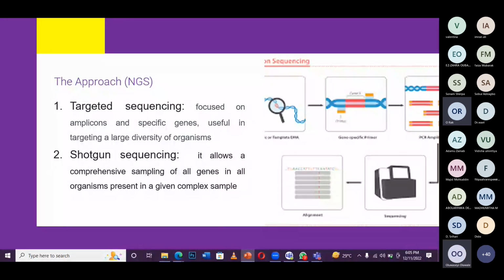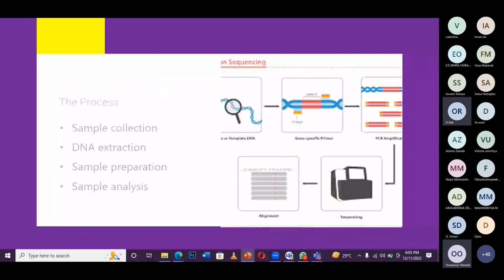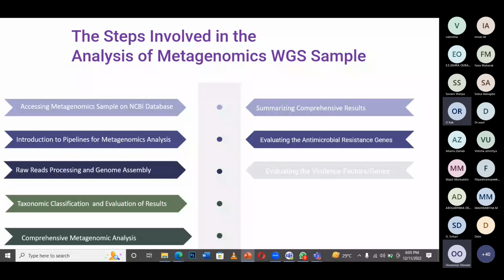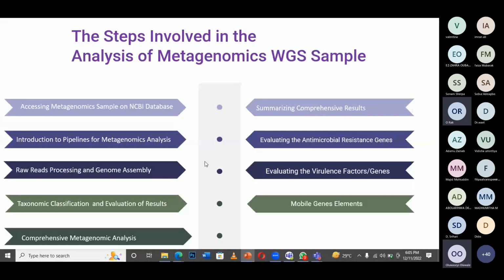Then we have summarizing comprehensive results. Then we have evaluating the antimicrobial resistance genes, evaluating the virulence factors, and the mobile genetic elements. And then we have the computing and visualization of results. Now, these are the steps that are involved.